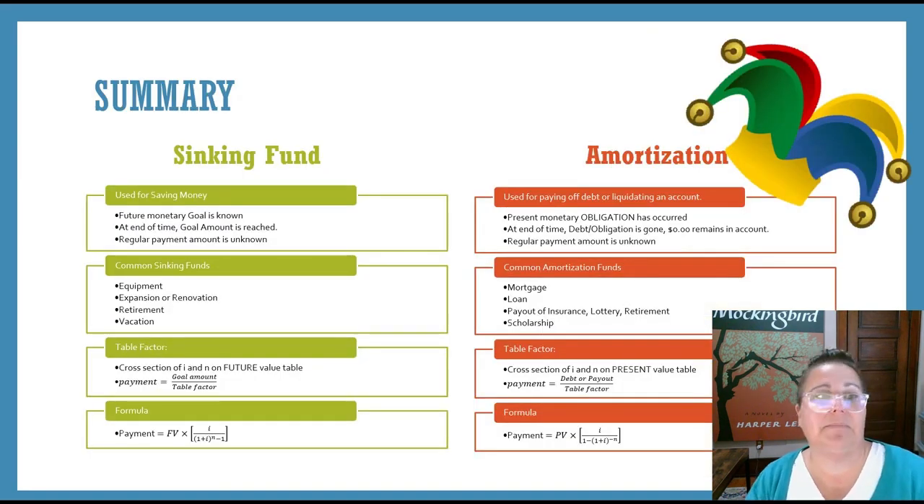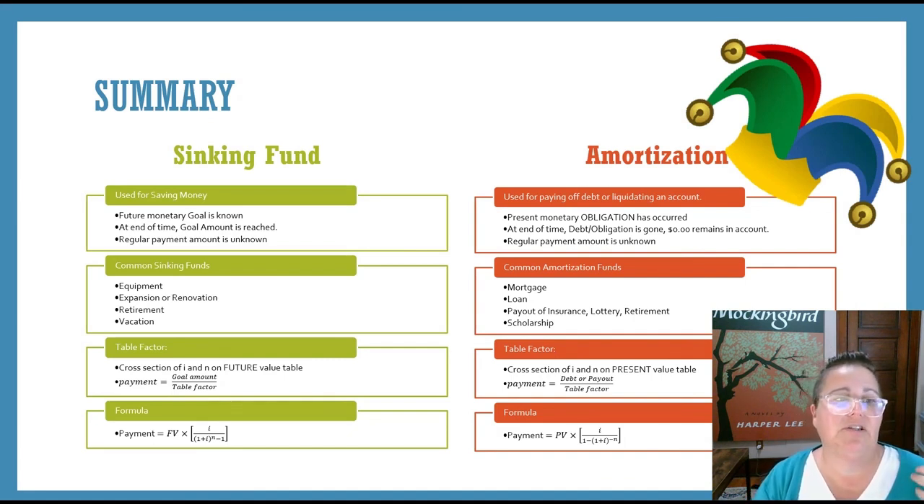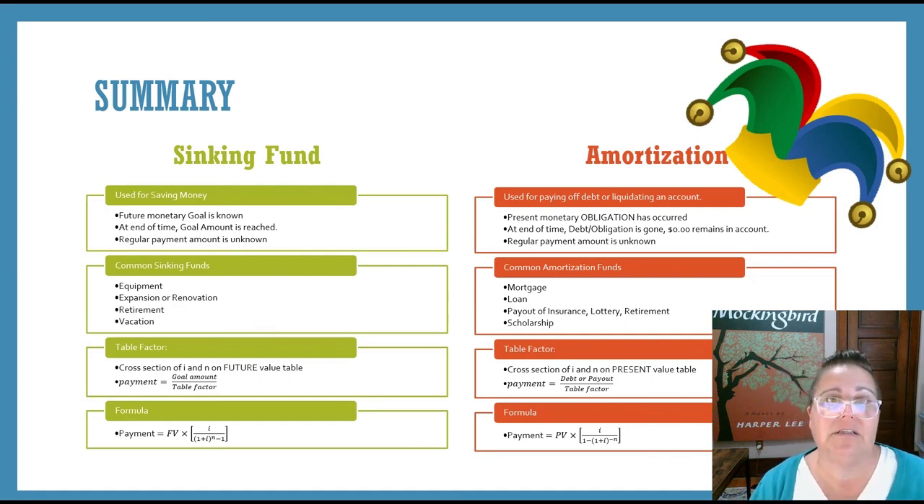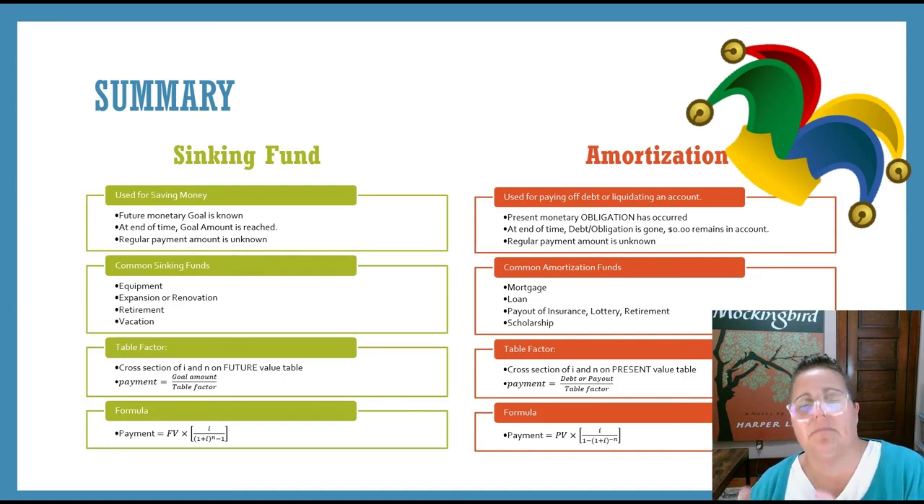All right. So here's a summary comparing the sinking fund to the amortizations. The sinking fund is used for saving money. It's about the future monetary goal, and that's known. At the end of the time period, 3 years, 4 years, 5 years, your goal amount is reached, and you're trying to find the regular payments that will get you to that goal. Some common sinking funds are regular equipment replacement, expansion or renovations, and on a personal level, maybe a retirement account or a vacation home, who knows? You can use the future value table factor to find the sinking fund. The payment amount is found by taking the goal and dividing by that table factor. Or there is also a formula that is listed. It's future value times I divided by an entire denominator that is 1 plus I to the nth minus 1.